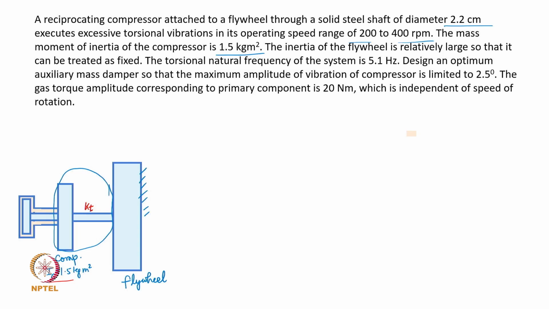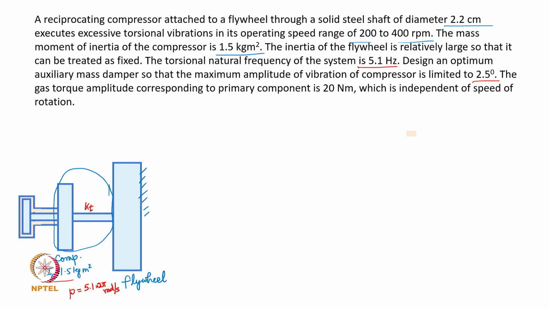The torsional natural frequency of the system turns out to be 5.1 hertz. So that basically means that your p is equal to 5.1 hertz. You can convert that into radians per second. Ensure that all the units are appropriately taken. Design an optimum auxiliary mass damper so that the maximum amplitude of vibration is limited to 2.5 degrees.